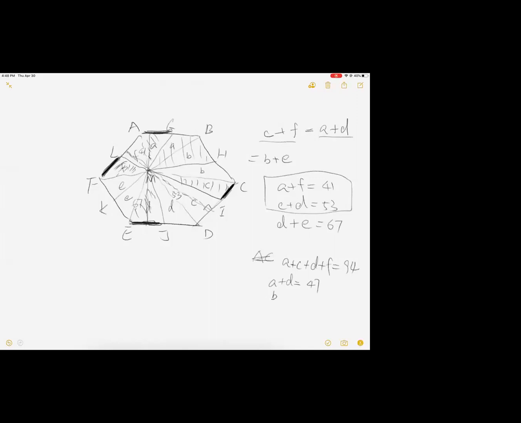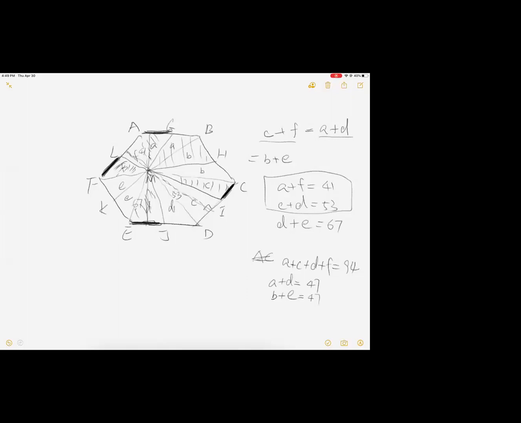Which one is also 47? B plus E. A plus D is 47, so C plus F and B plus E are both 47. And then A plus D plus B plus E is equal to 94. Did I write it correctly? A plus D is 47, right? Yes, A plus D is 47.